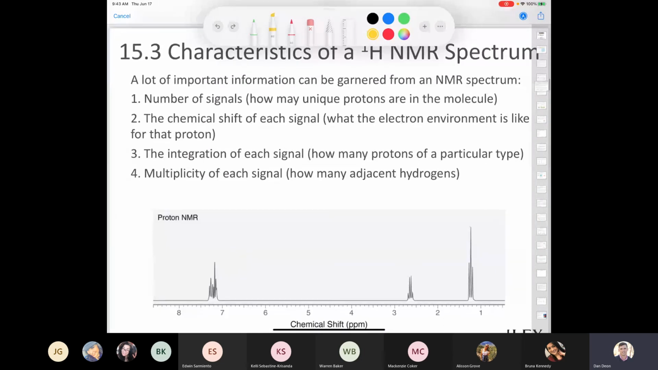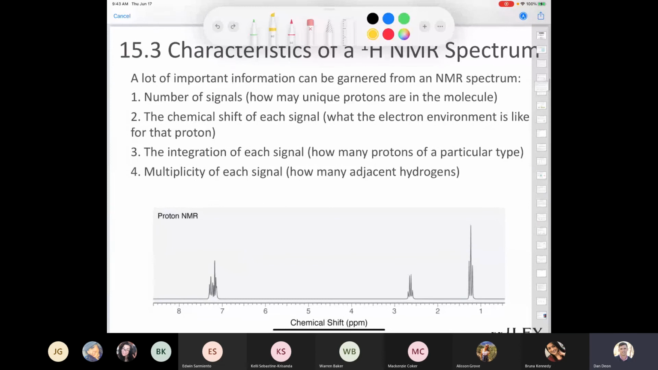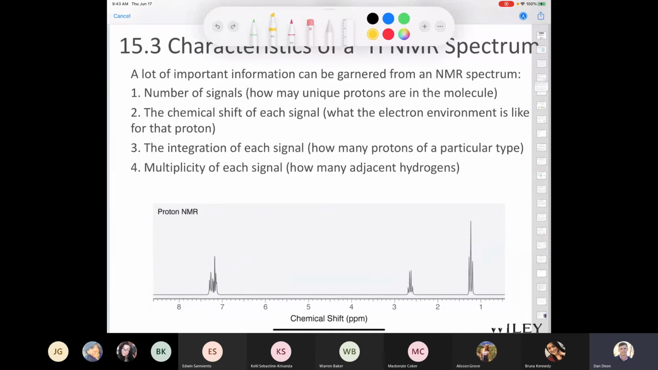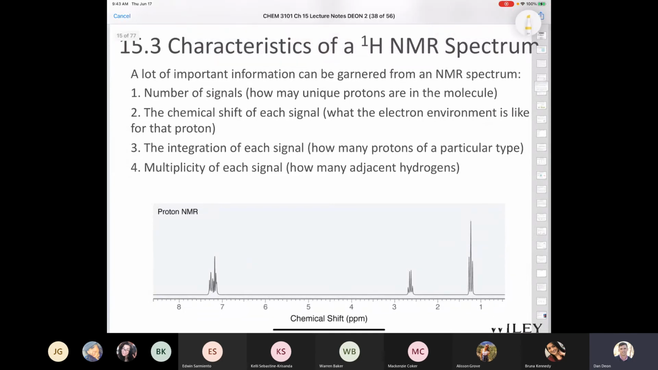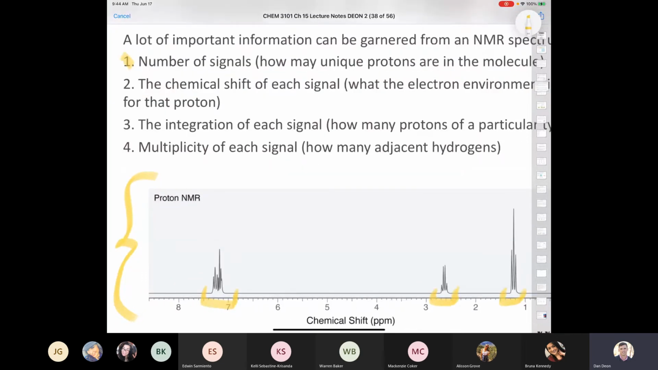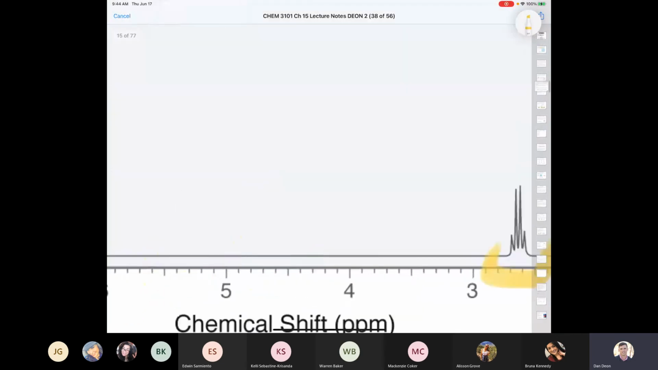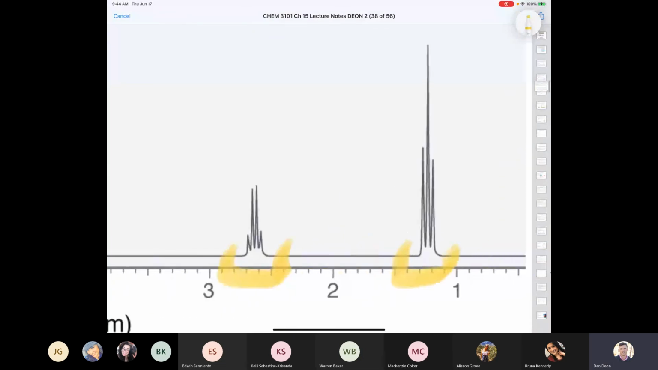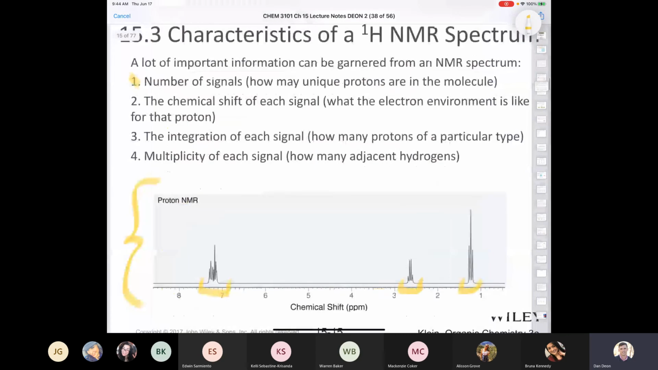So let's talk about the characteristics of an NMR spectrum. I showed you an NMR spectrum on the last Google image, but this is what an NMR spectrum looks like. This is a typical NMR down here. It's a proton NMR. You can get a lot of important information from an NMR spectrum. First of all, you get a number of signals. Here we have 1, 2, 3 signals. I know that in each one you can see a bunch of little peaks, but taken together as a collection, this would be signals. We got 3 signals here total on this NMR spectrum.